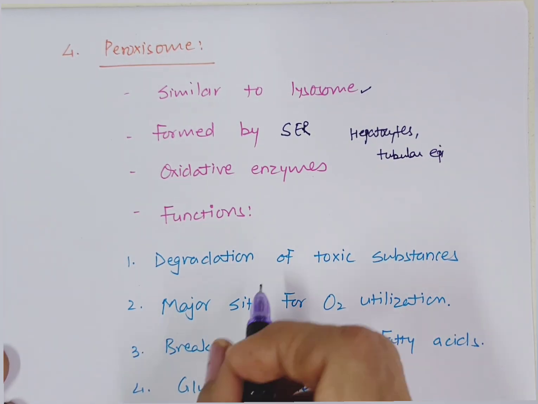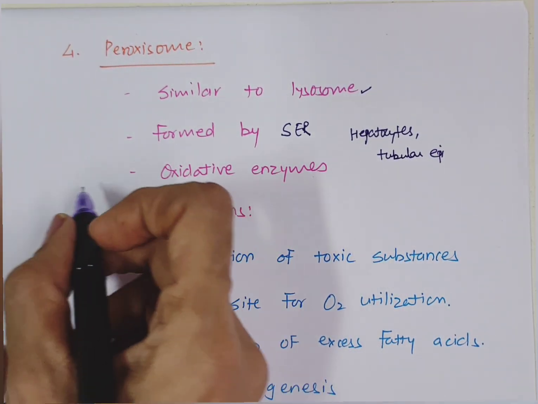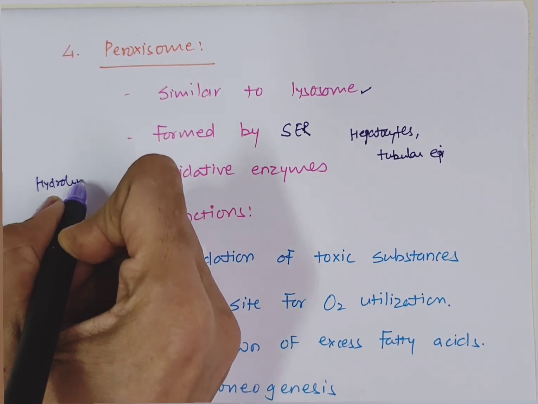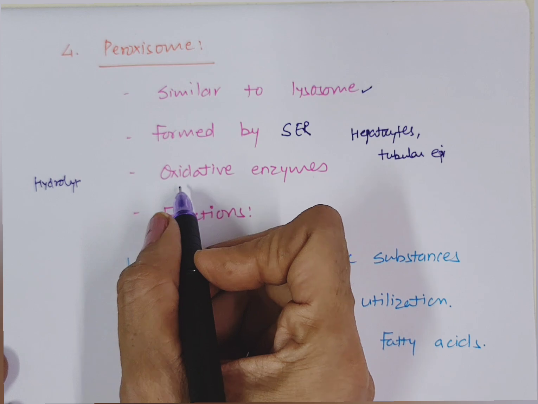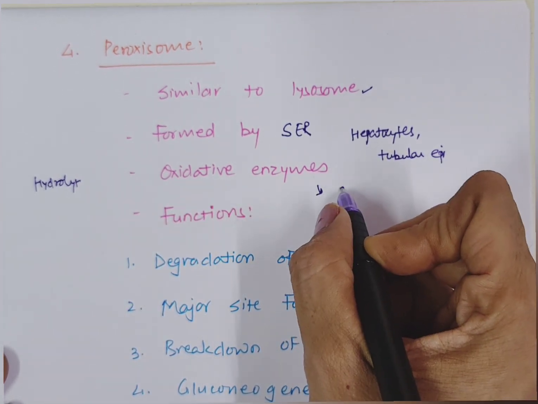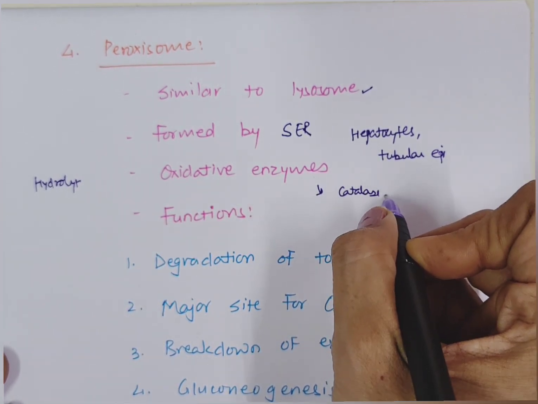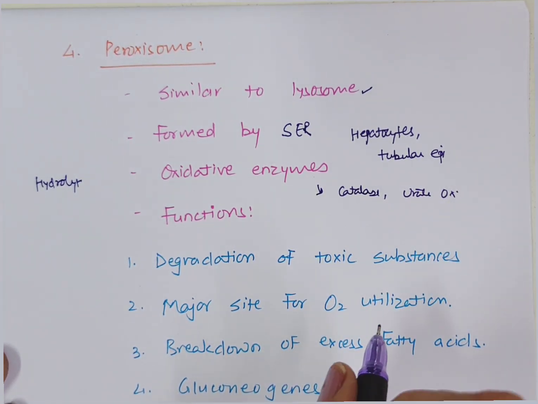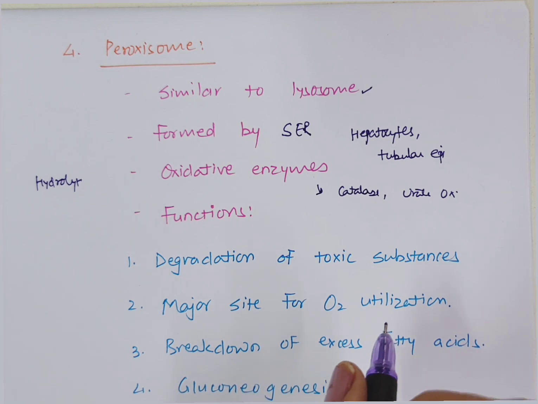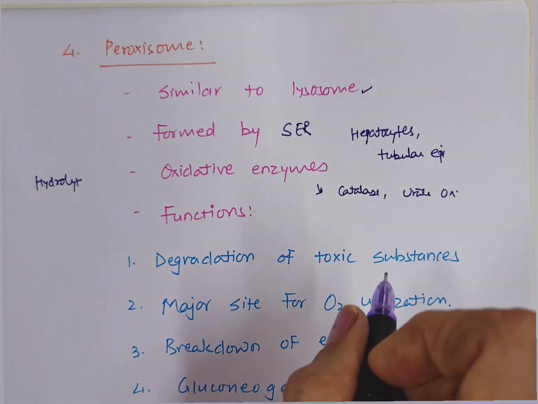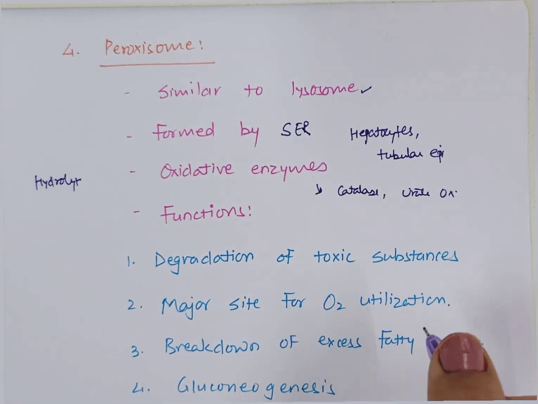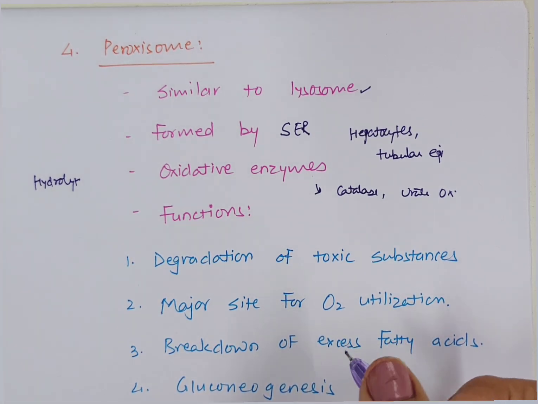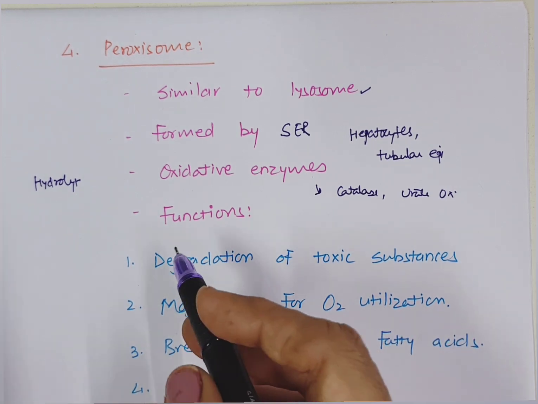Another important difference between lysosome and peroxisome is that lysosomes contain hydrolytic enzymes, whereas peroxisomes contain oxidative enzymes. Which are these oxidative enzymes? They contain catalase and urate oxidase. Oxidation causes breakdown and removal of hydrogen peroxide as well as free radicals. They also contain catalase, which acts on the hydrogen peroxide, and by acting on it they liberate oxygen.